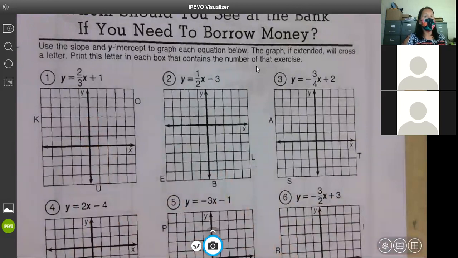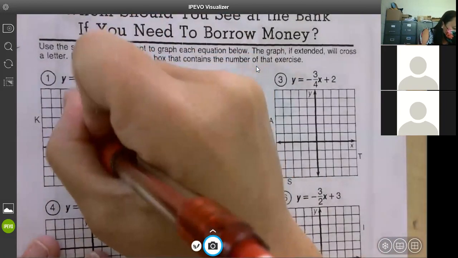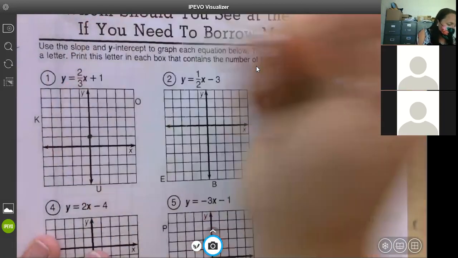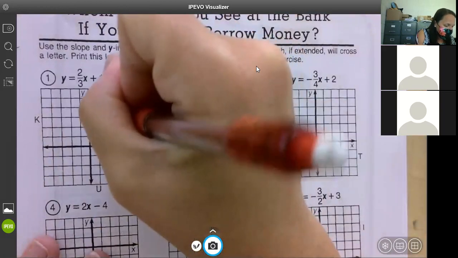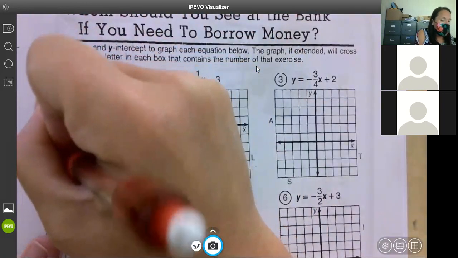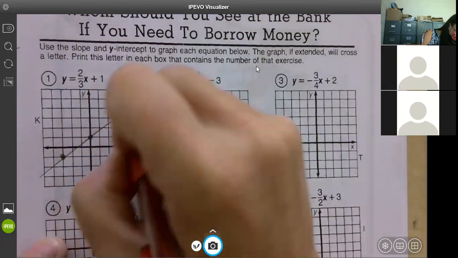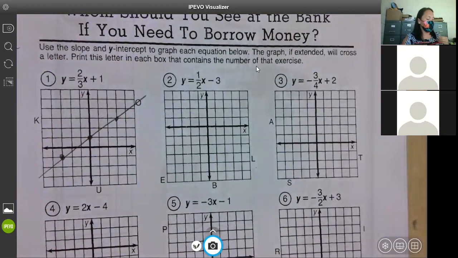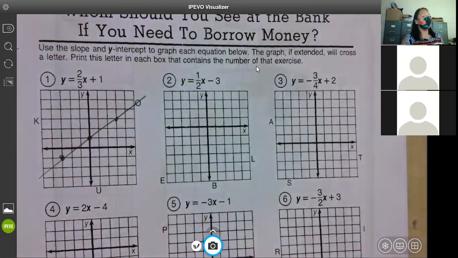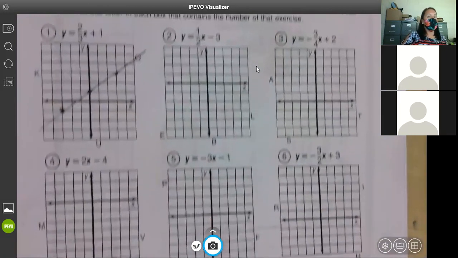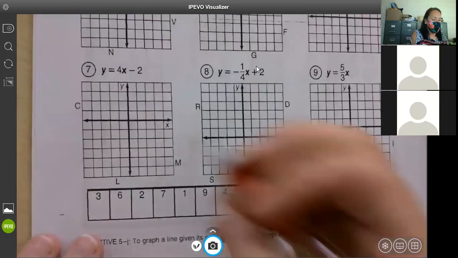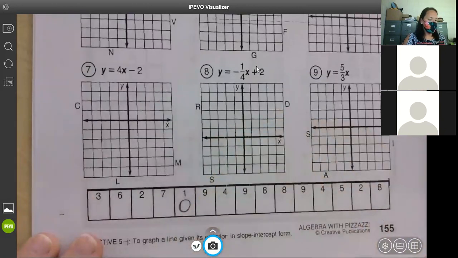You're just graphing. So y equals 2/3 x plus 1. Where do we start? Plus 1. How do we move? Perfect. Or we can go down 1/3. You have to make sure that you go all the way across your graph. The reason being is that line will cut through a letter. What letter did this one cut through? O. It cut through O. It's a letter, O. So down at the bottom, number 1 is O. If it is repeated, you put it in there multiple times.